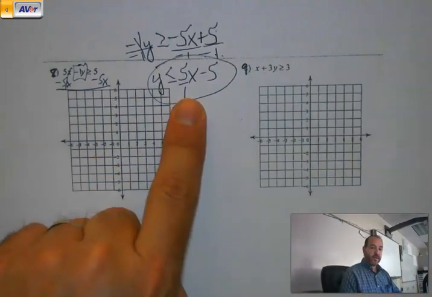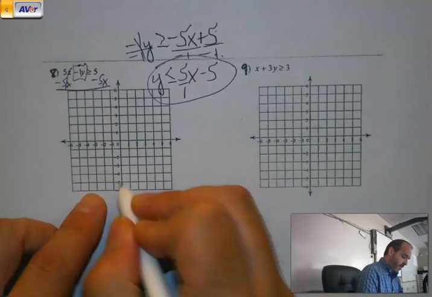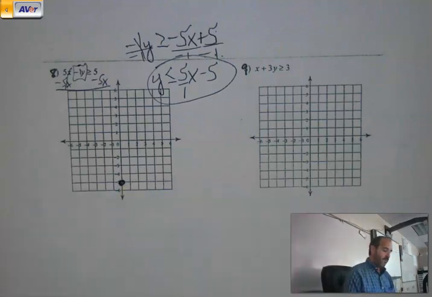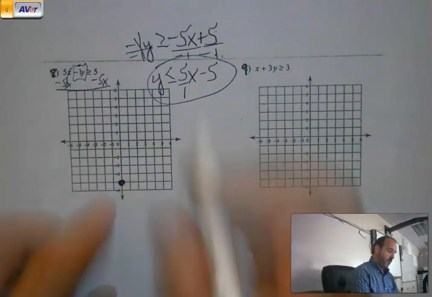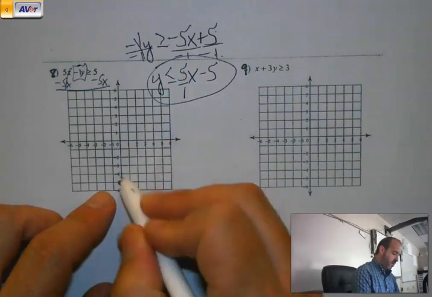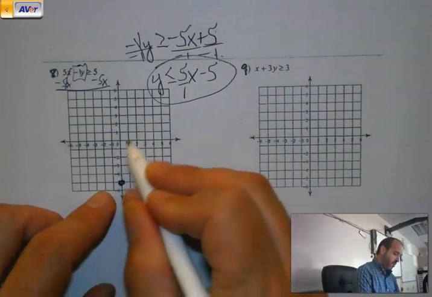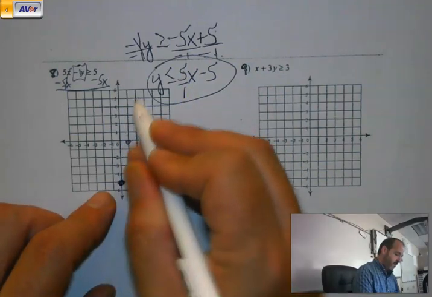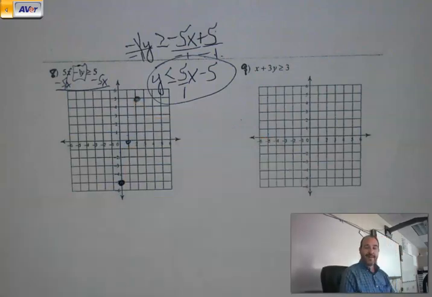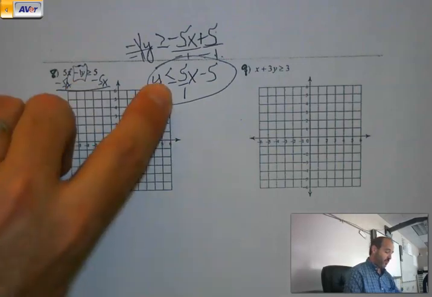So there's my inequality. There's my -5. Up 5 and right 1. It's all the dots I can get this time. I can't get more than 3 if I wanted to. It's still or equal to.